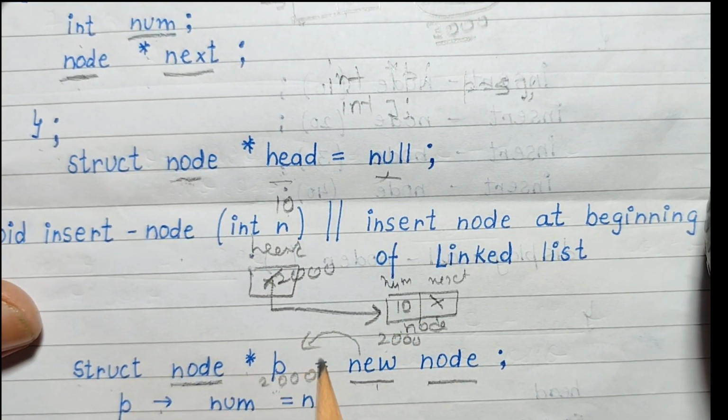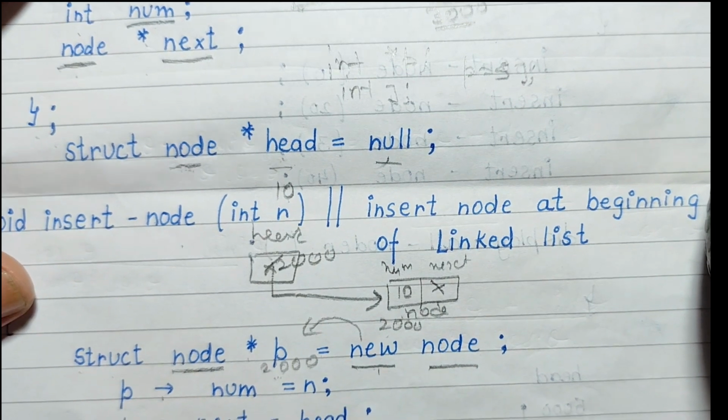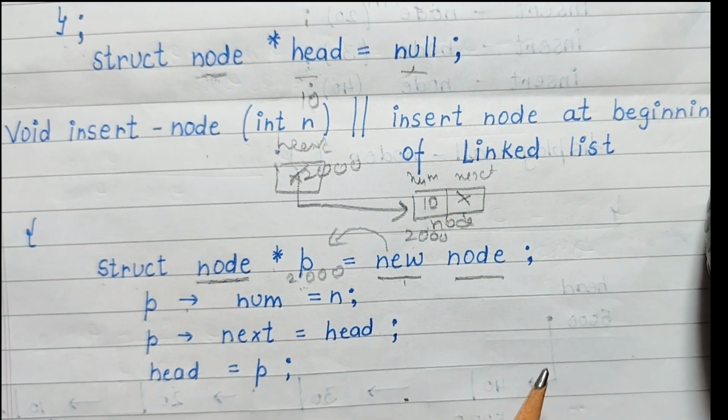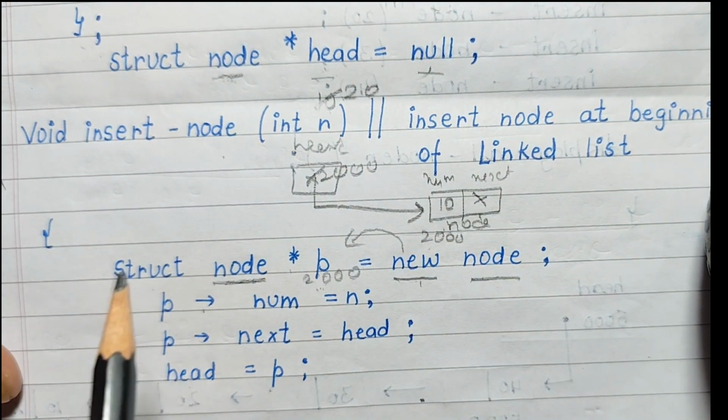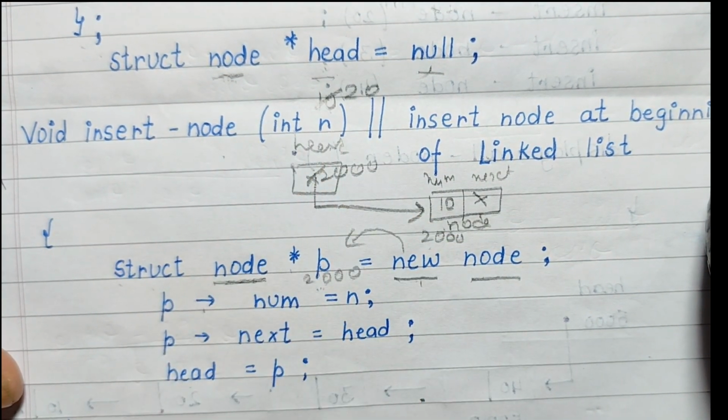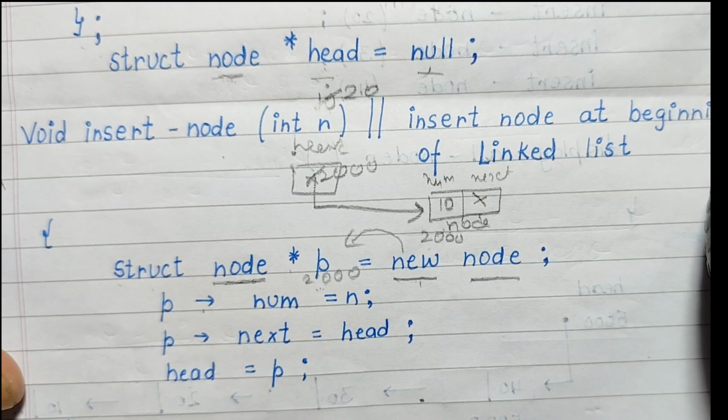Now, the second time this function is called, the value 20 will be passed. Now I will show you how this code works, and how we insert a node at the beginning using this code.